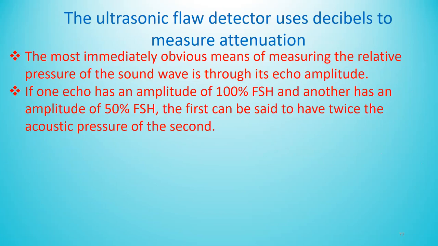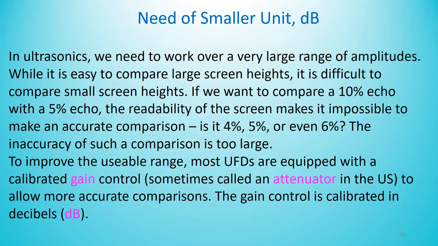The most immediately obvious means of measuring the relative pressure of a sound wave is through its echo amplitude. If one echo has an amplitude of 100% full screen height and another has an amplitude of 50% full screen height, the first can be said to have twice the acoustic pressure of the second. In ultrasonics, we need to work over a very large range of amplitudes. It is easy to compare large screen heights, but difficult to compare small screen heights. If we want to compare a 10% echo with a 5% echo, the readability of the screen makes accurate comparison impossible. It is 4%, 5%, 6%. The inaccuracy of such comparison is too large.